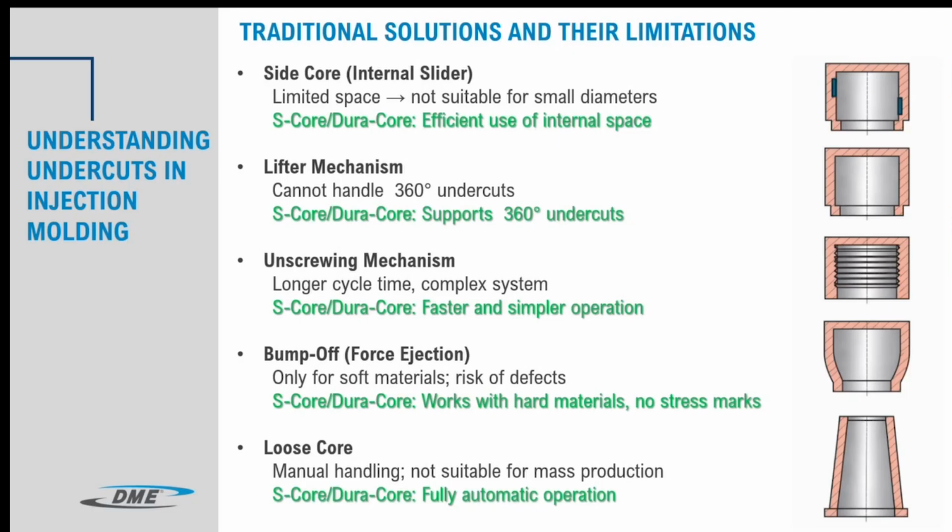Bump off undercut or forced ejection is not good for soft materials. It's potentially going to deform the part. And then a loose core type solution is not good for mass production. It really requires manual intervention.